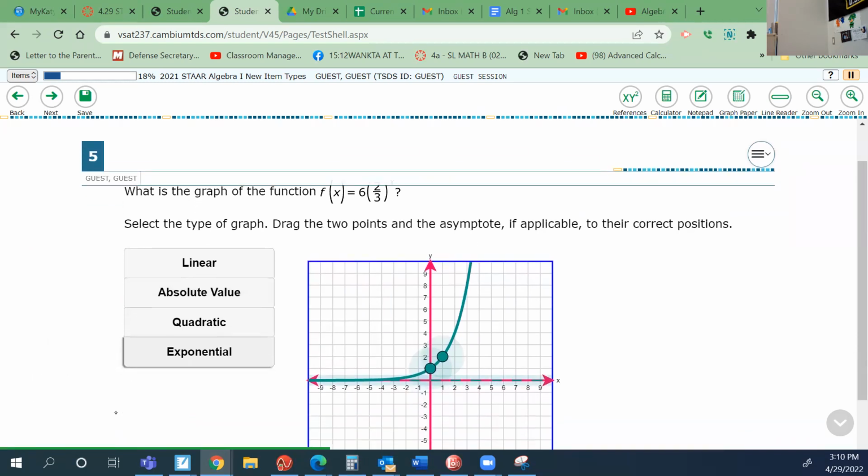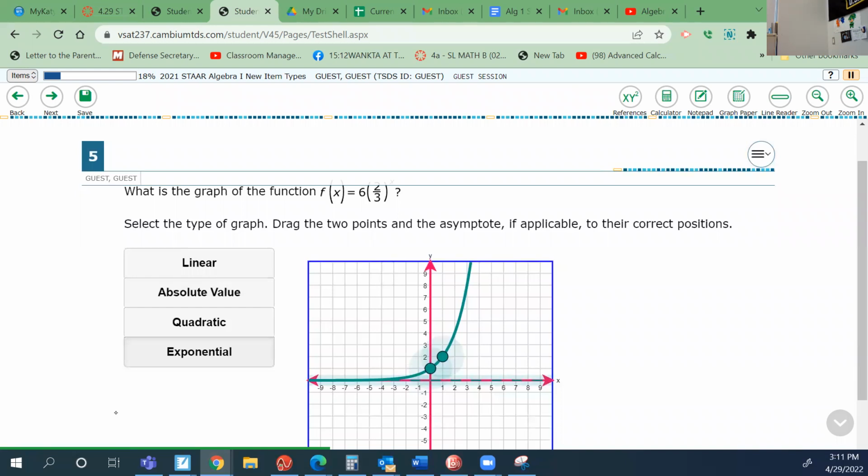One way you can do this, if you're not sure what to do, is graph this in a calculator and see what it looks like, and then adjust the graph. The key thing to remember is 6 is your y-intercept, and the factor is 2 over 3. That means that the graph is decreasing. So this graph is increasing, and I need to make it decreasing.